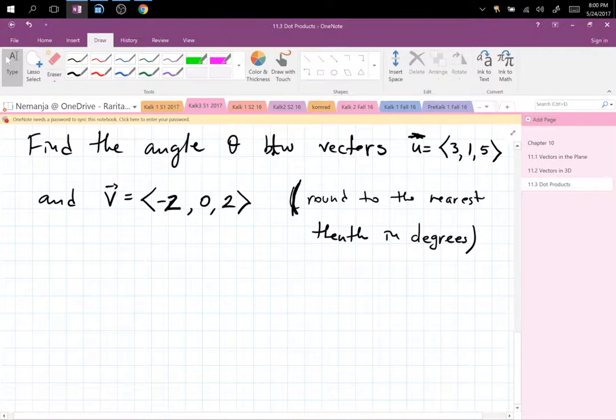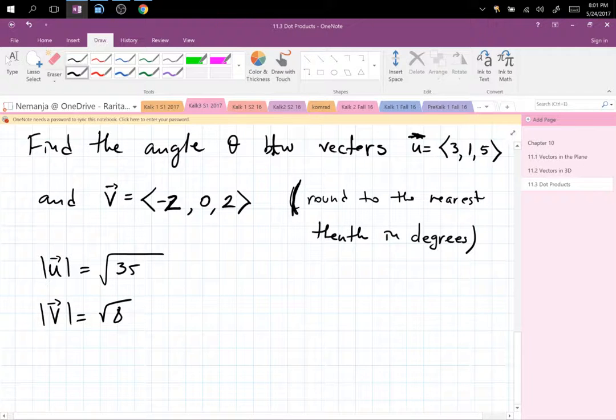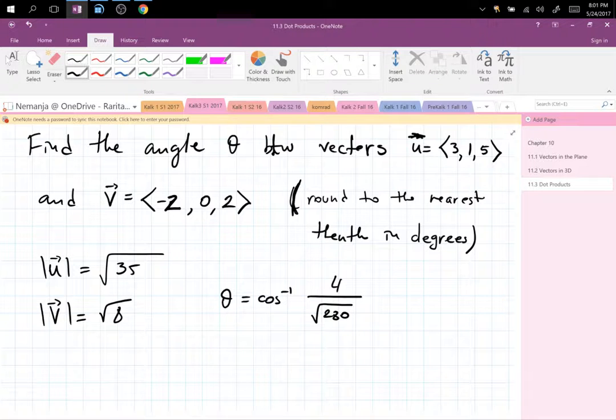All right, so we are going to need two magnitudes, right? The magnitude of u is the square root of 9 plus 1 plus 25, which is the square root of 35. The magnitude of v is the square root of 8. So our angle theta is the inverse cosine of the dot product, which is 4, divided by the square root of 35 times 8, which is 280. Well, actually, wait, this should be 2 root 2. So 2 root 70, which is cosine inverse of 2 over root 70.